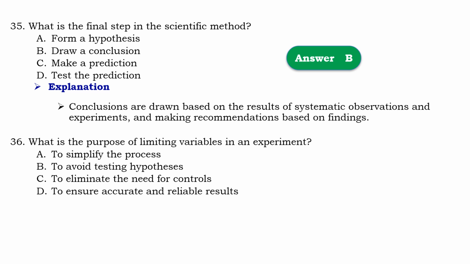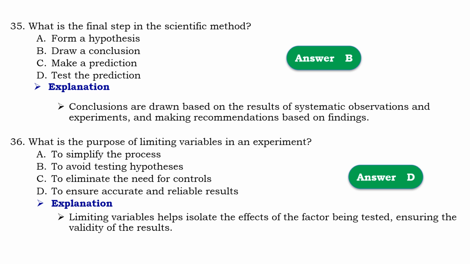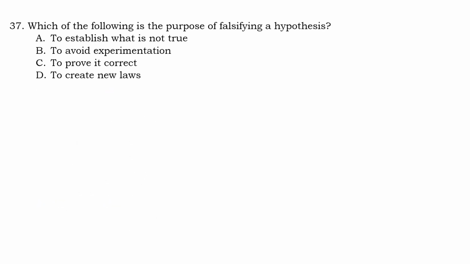Question number 36. What is the purpose of limiting variables in experiment? Experiment ስንሰራ variable ቁጥሮችን ሊሚት እናደርጋለን ወይ ተሰኑ እናደርጋለን ይሄ ደግሞ ጥቅሙ ምንድነው ይላል so that should be to ensure accurate and reliable results ስለዚህ accurate ወይ ትክክለኛ የሆነ ሪዛልት ለማግኘት variableዎችን ሊሚት እናደርጋለን ማለት ነው means that limiting variables help to isolate the effect of factor being tested ensuring the validity of the result.